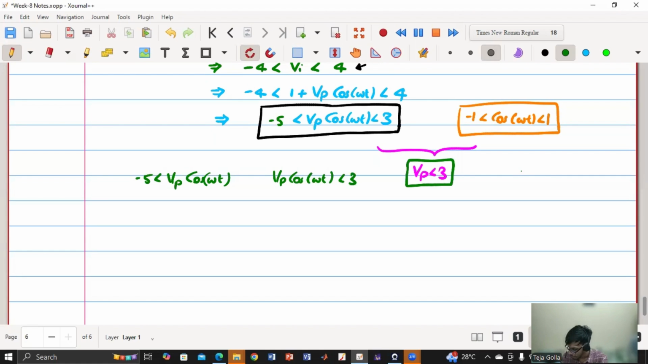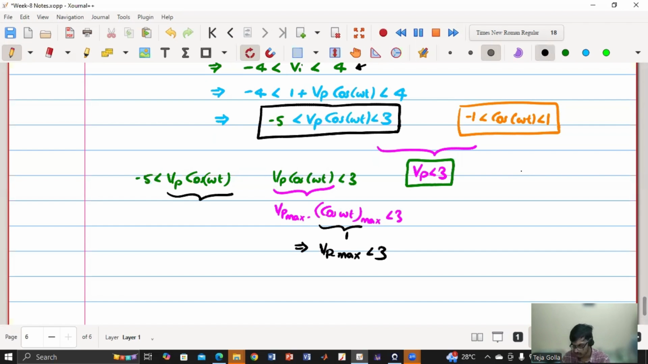So now the maximum value of this should be less than 3. What is the maximum value of this? It will be Vp maximum times cos omega t maximum should be less than 3. That means this maximum value is 1. So I'll get Vp maximum less than 3. Similarly, the minimum value of this should be greater than minus 5, and the minimum value of cos omega t is minus 1. So we'll get Vp to be less than 5.